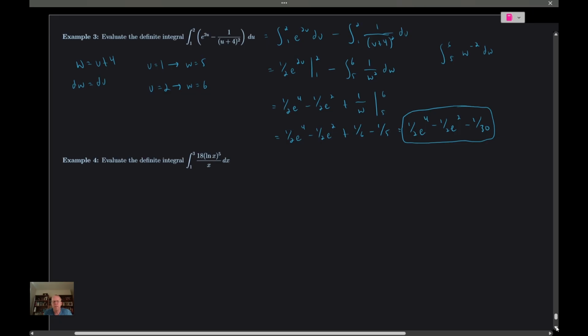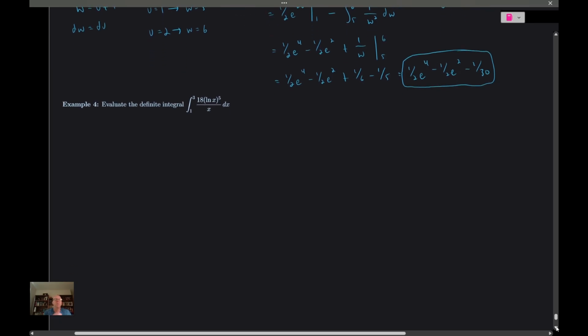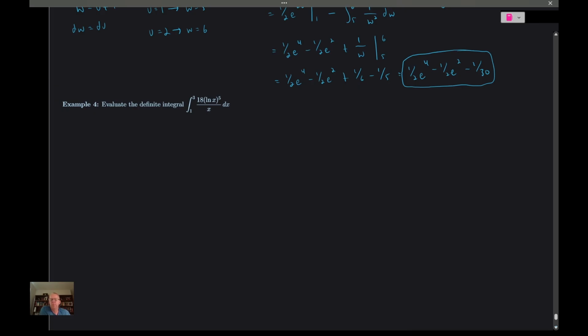Here we have the integral from 1 to 3, 18 times ln x to the 5th over x. So this one is going to be another substitution. Before I tell you, maybe think about what the substitution might be. Typically, if you have an ln of x, that's going to be what you're substituting. So let's do that one. So u is ln of x, du is dx over x, or 1 over x times dx.